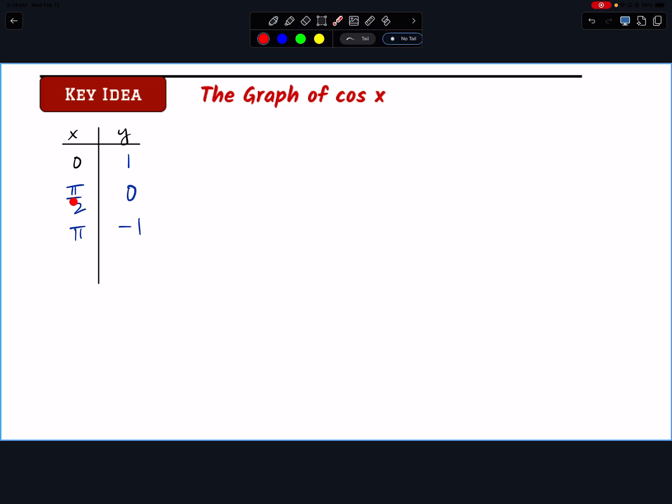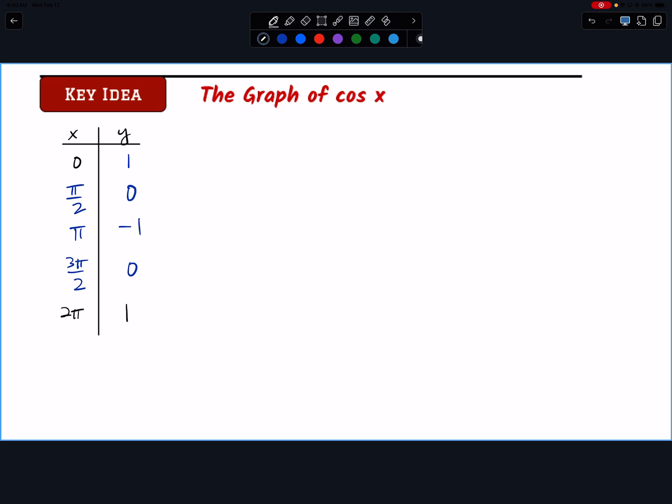I see a pattern. What am I jumping by every x value? Pi over 2 or 90 degrees, right? So what should the next value be? 3 pi over 2. And what do we get? 0. And then if I keep going, 2 pi, and we get 1.